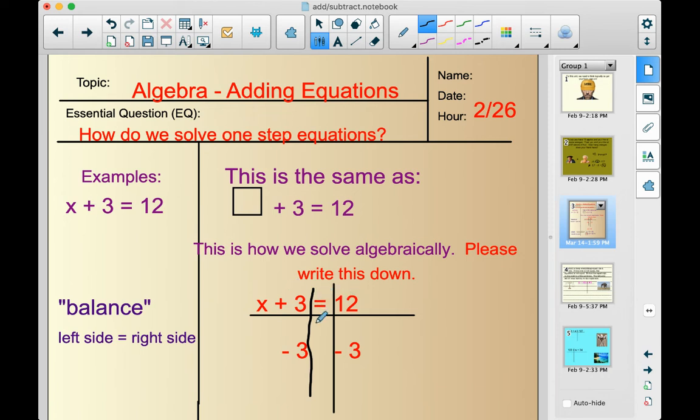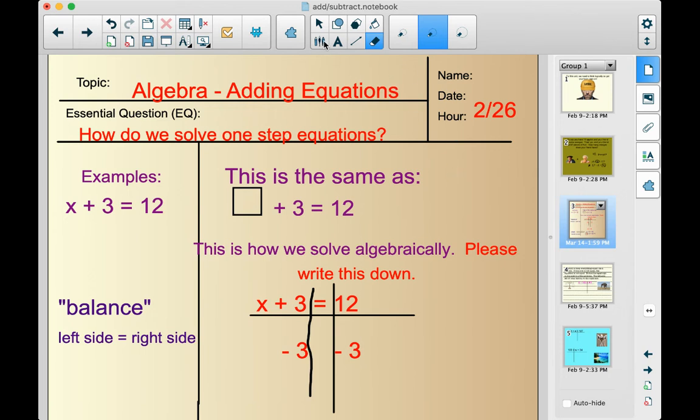You can think of a set of scales like you may have seen in science, right? Where you have... that's not a very good drawing, but I can get my idea. You have the same amount on this side as you do on this side. That kind of looks like a person without a head. Let's try that again.